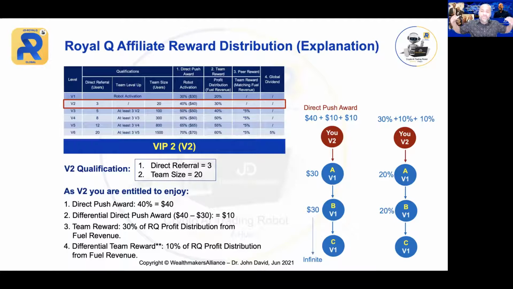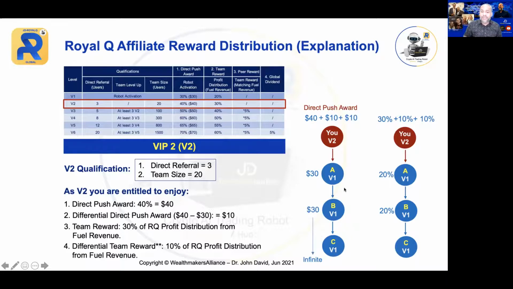Now, can you just imagine the magnitude of the trading profit? That's going to be a huge compounding profit over time, right? As people begin to grow under you. Now, this is a powerful affiliate reward strategy or distribution that the company has put in place. And if you understand this benefit, then you will find the value in why you want to keep building.